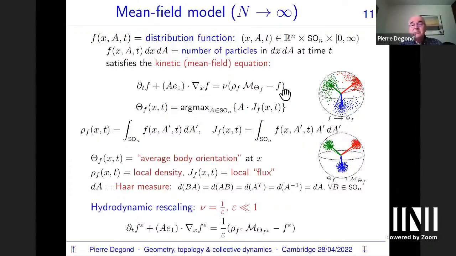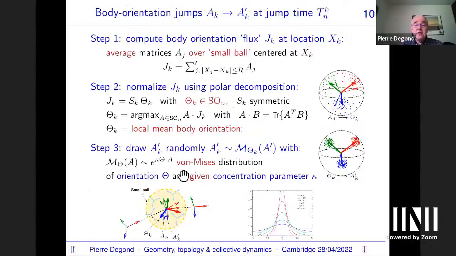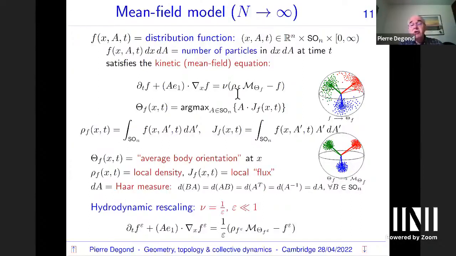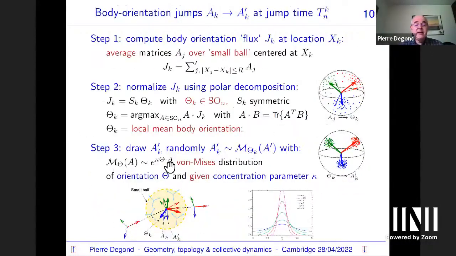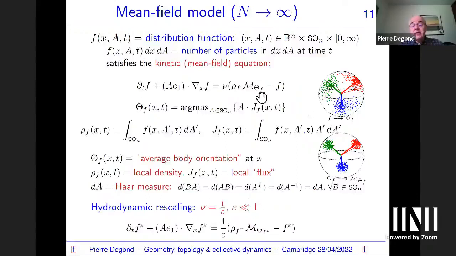And on the right, I have the collision process, which with intensity nu turns f into a von Mises distribution, because I sample the particles according to this von Mises distribution, so it's natural I find it here. So rho f is the local density of the particles, which is just the integral of f with respect to the rotation a. And m theta f is the von Mises distribution, that e to the kappa theta dot a, with theta f computed in the same way as before, but essentially replacing sums by integrals.